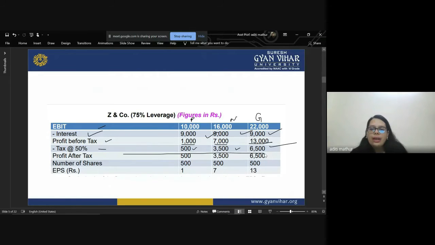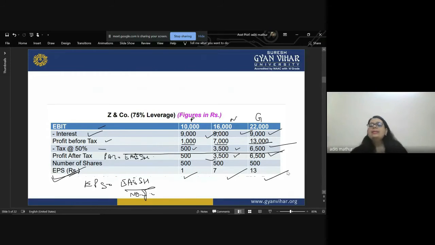So now we are left with our PAT, which we can also denote as our earnings available for equity shareholders, that is 500, 3,500 and 6,500. Now it is very easy for us to calculate the EPS, because the formula for EPS is what? Earnings available for equity shareholders divided by number of shares. So that is how we come up to our EPS at 1, 7 and 13. Right? So isn't that easy?